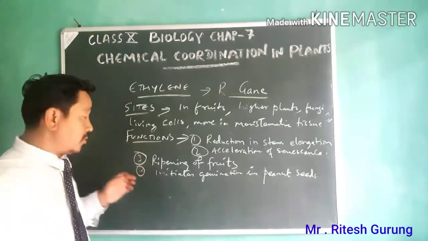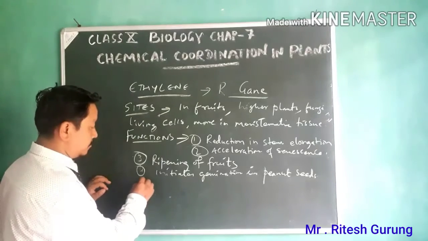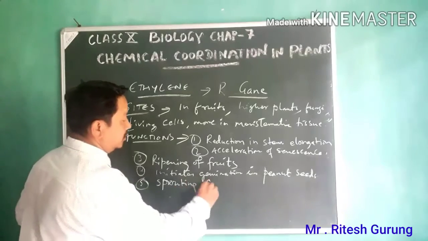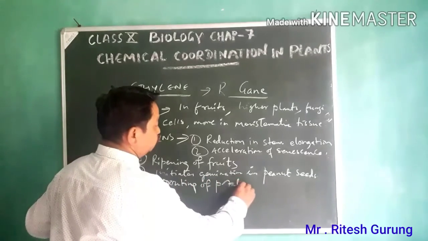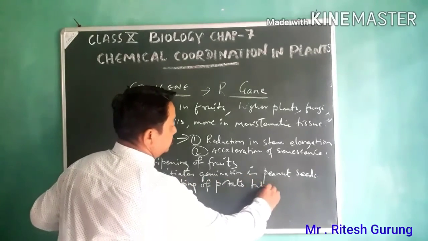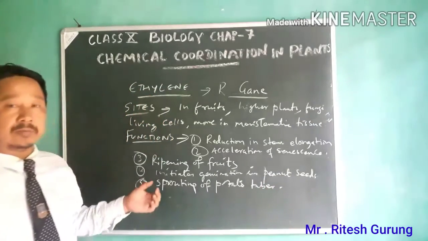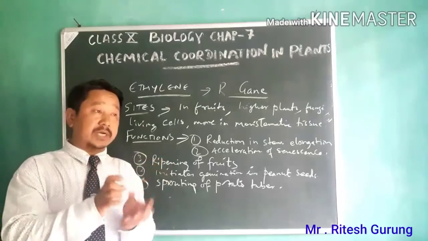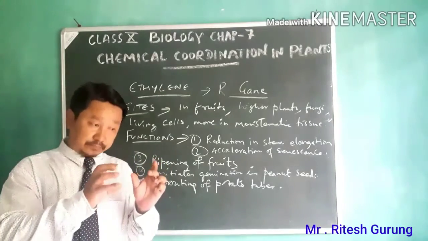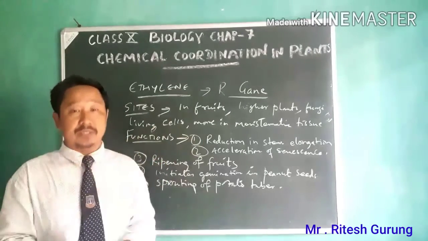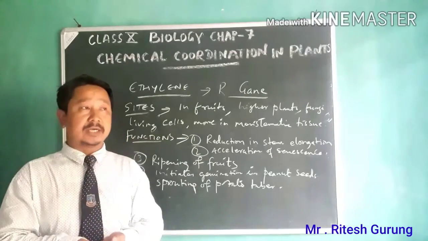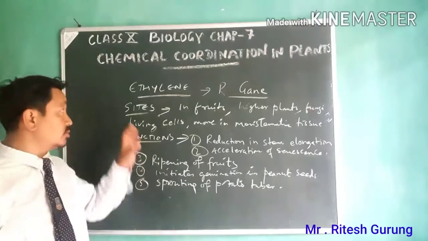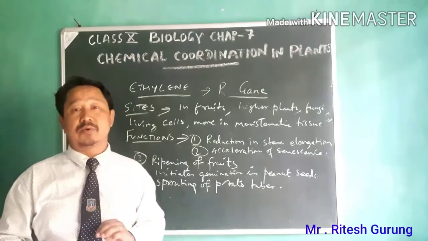And in sprouting of potato tuber. So when the time comes for the sowing or the cultivation of potato, you see the potato sprouting. It gets sprouted so that it is ready to get germinated. So for sprouting also, this ethylene plays a very important role.